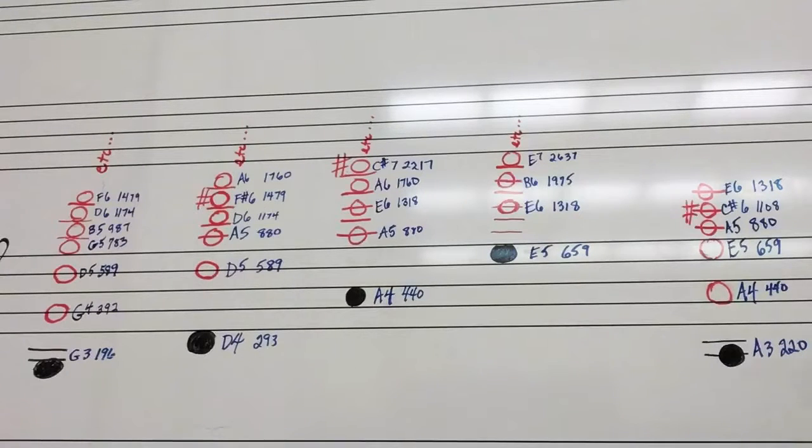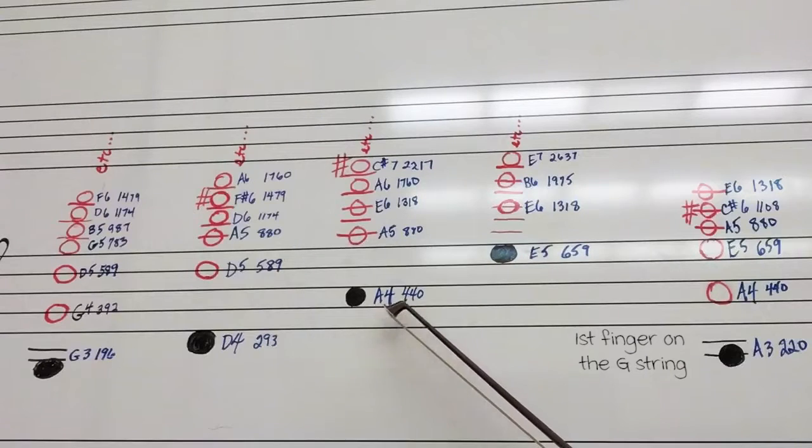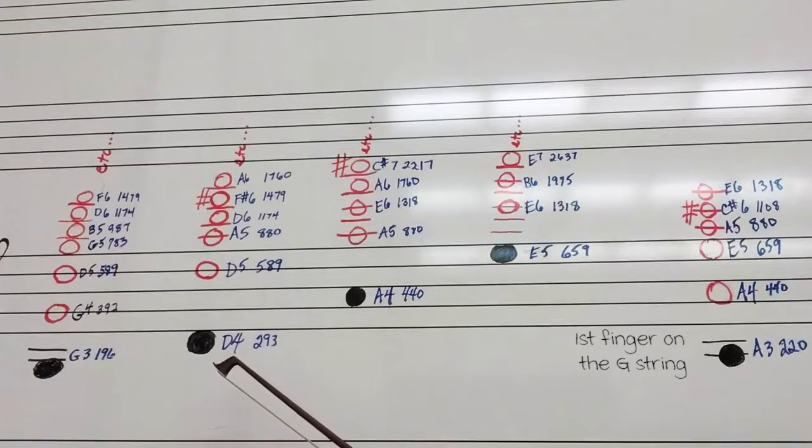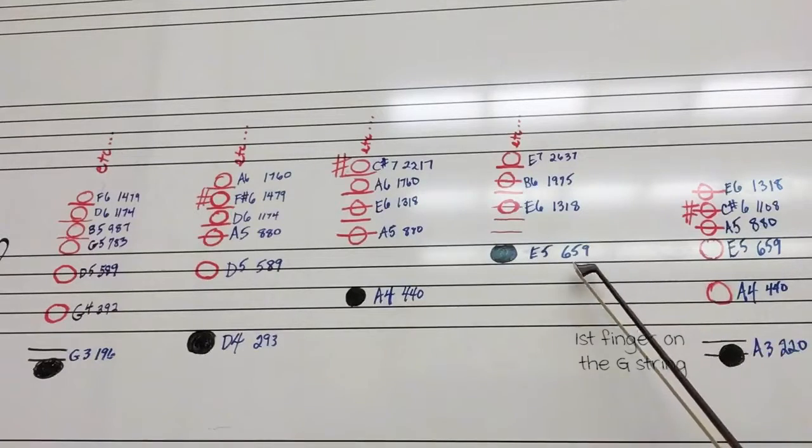Let's go back to my question. If I play my first finger on the G string, A3, and it vibrates at 220 oscillations per second, why does the A string and the E string and the D string, why do they all vibrate sympathetically? None of them have 220 oscillations per second.